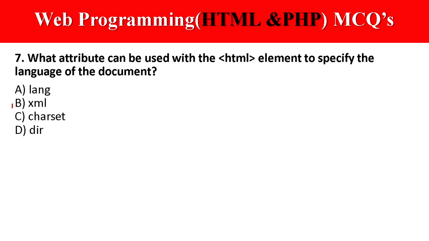7. What attribute can be used with the HTML element to specify the language of the document? The lang attribute specifies the language of the document. A is the correct answer.